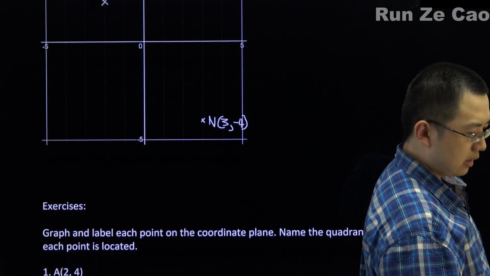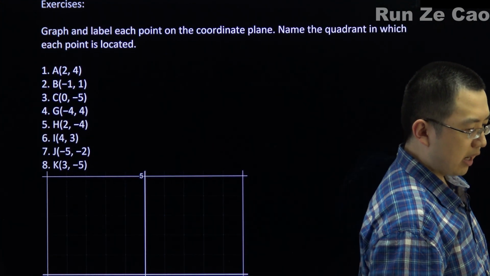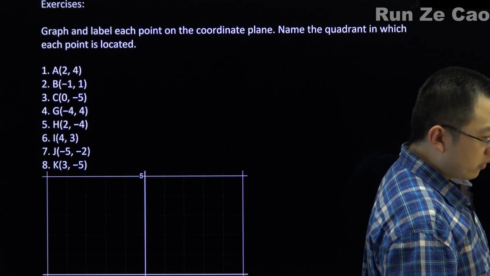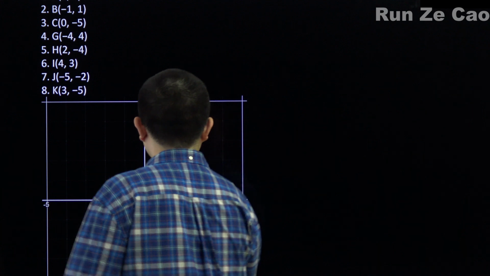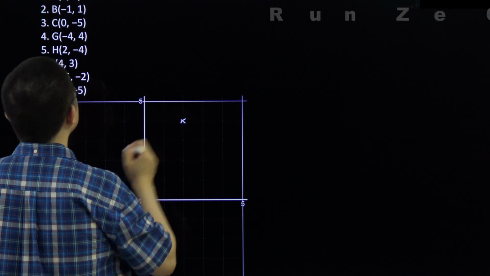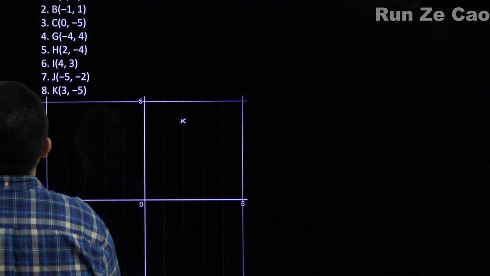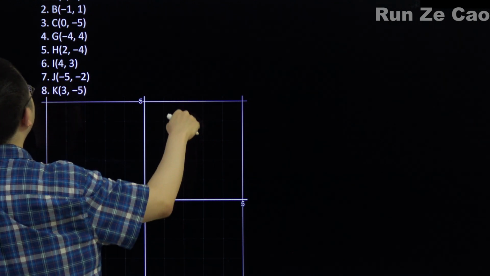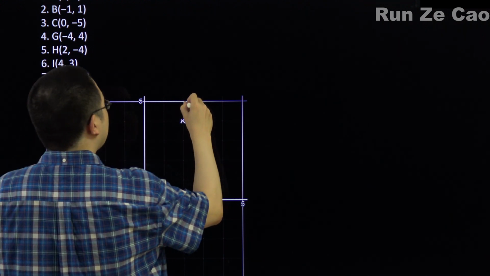Okay, now let's say we graph and label some more points on a coordinate plane. Name the quadrant in which each point is located. A, 2, 4. A is at 2, 4, so 2 on the x, and then 4 on the y, that's here. Now we look at the points we have. Do we have any other points close to 3 or 4-ish that have y values that are this high? No. Therefore, we can put our label right here.